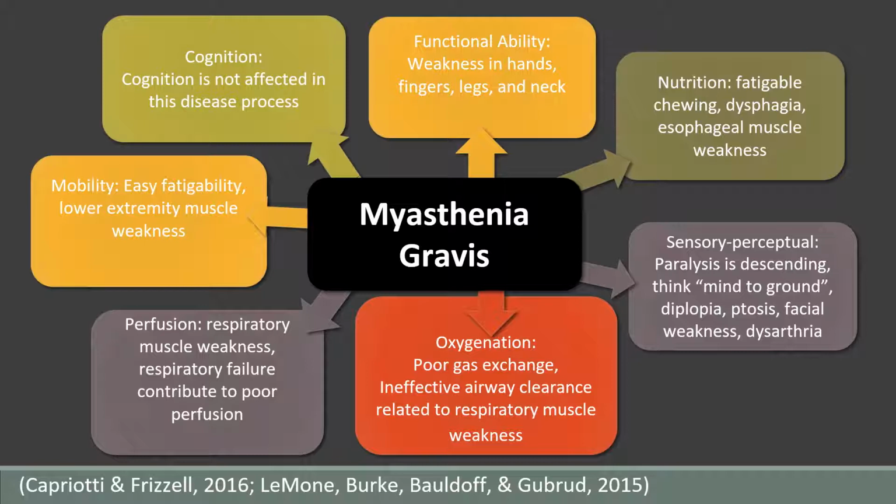Sensory perceptual standpoint, paralysis is descending, so think mind to ground. Starts with the eyes and facial weakness and can lead to dysarthria. Oxygenation, there's a poor gas exchange, ineffective airway clearance, and that's related to the respiratory muscles weakening. From a perfusion standpoint, respiratory muscle weakness can lead to respiratory failure and contribute to poor perfusion.